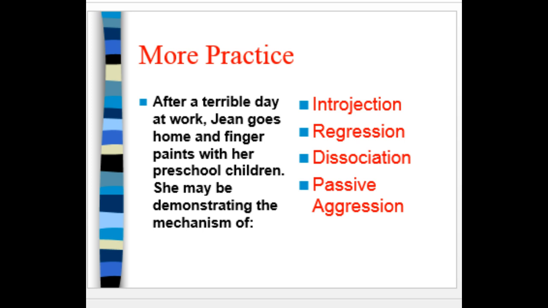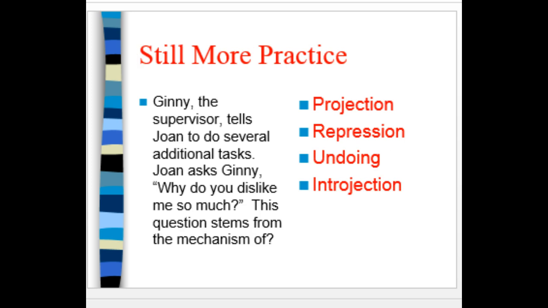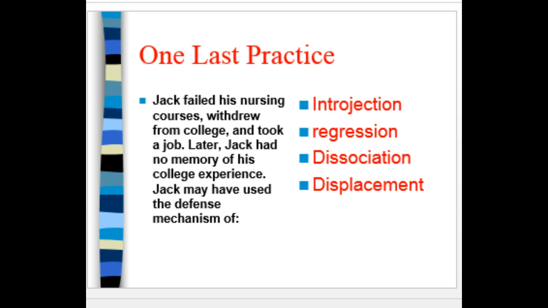After a terrible day at work, Jean goes home. She finger paints with her preschool children. What might she be demonstrating? And Ginny, the supervisor, tells Joan to do several additional tasks. Joan asks Ginny, why do you dislike me so much? This question stems from, there you go. And the last one, Jack failed his nursing courses. He withdrew from college and took a job. Later, Jack has no memory of this college experience. He may have used the defense mechanism of.